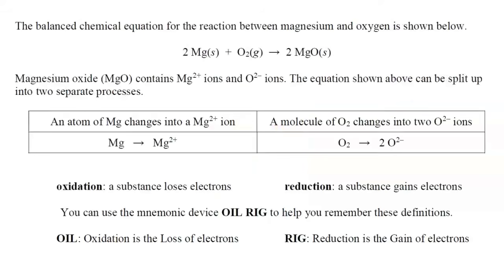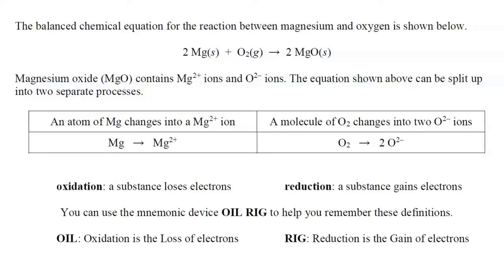The balanced chemical equation for the reaction between magnesium and oxygen is shown below. So 2 moles of magnesium solid react with 1 mole of oxygen gas to produce 2 moles of magnesium oxide solid. The magnesium oxide contains magnesium ions, so Mg2+, and oxide ions, O2-.